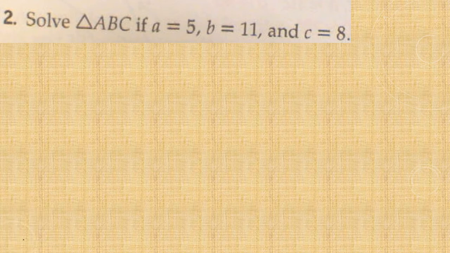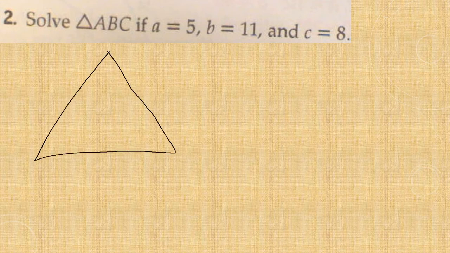So if we draw out this triangle here, and draw this out, we have A, B, C. A is 5, so that means the side across from angle A is 5. B is 11, so that means down here is 11. And then C is 8, so over here is 8. Now, we have all three sides. We're missing all three angles, though.